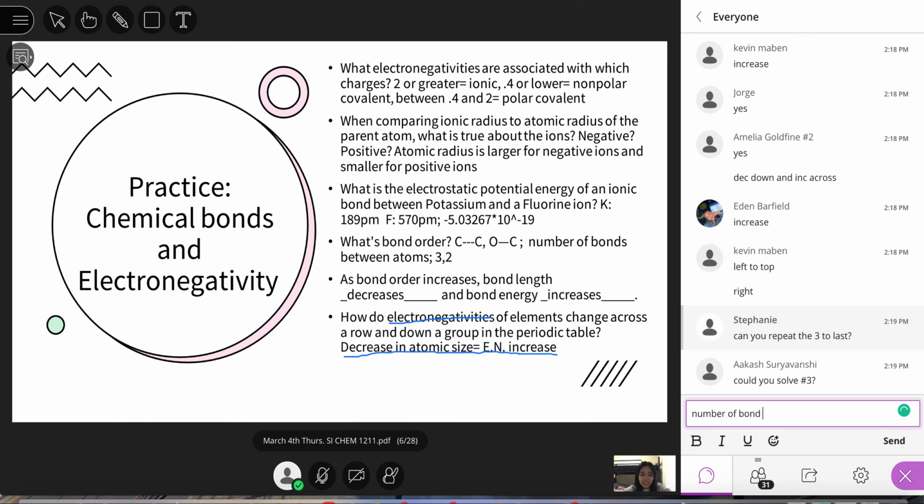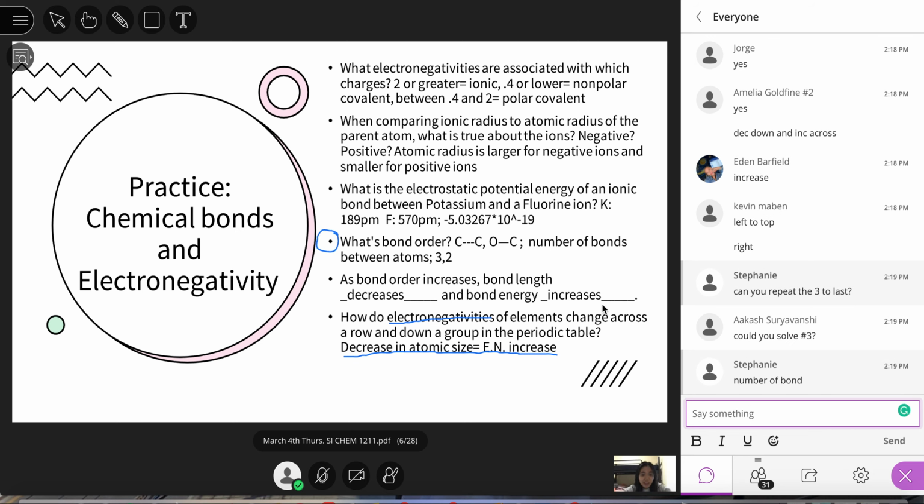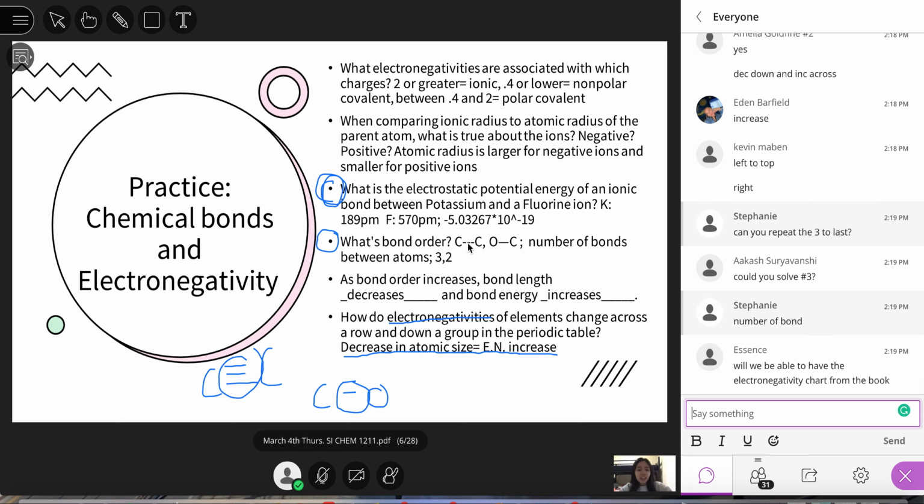Third to last. This one? Oh, or this one. The electrostatic. A number of bonds. Yeah, you're just counting the numbers. So this right here has 3, because there's 3 bonds in between. C to O, that's just 1. So you're just counting those sticks in between. For number 3, I don't know why I put 5 there. It's supposed to be 3.4.